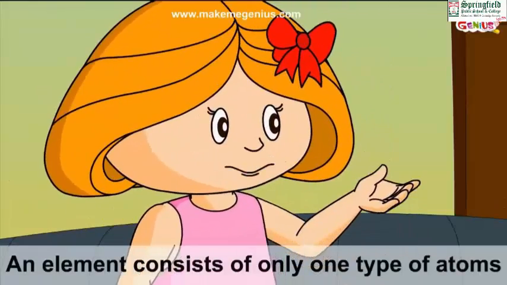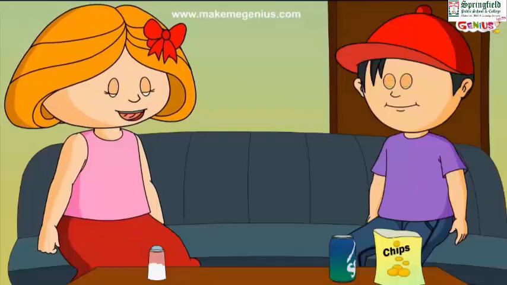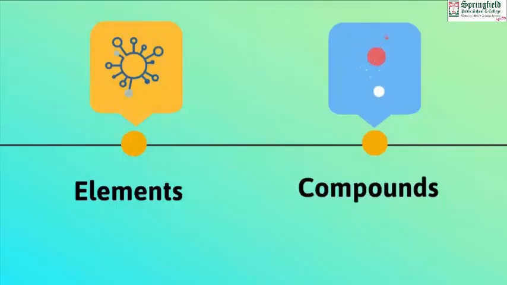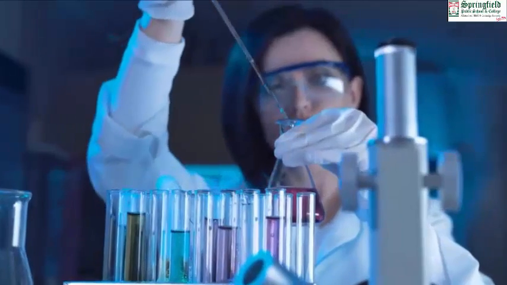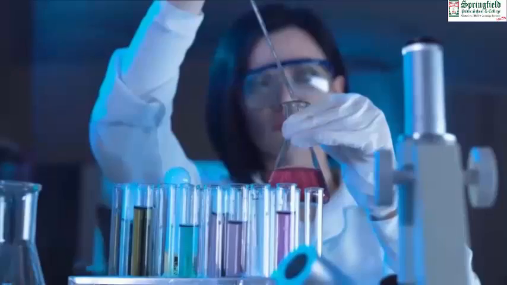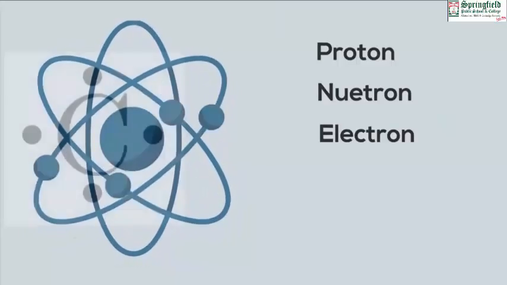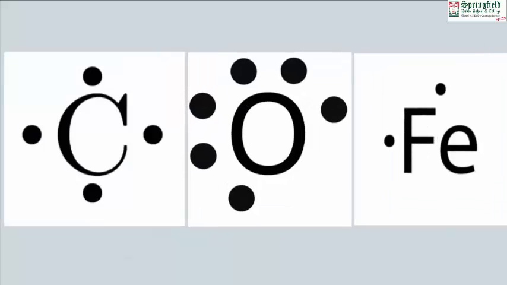Elements consist of only one type of atoms. Let's understand that with an example. An element is a pure substance. In other words, an element cannot be broken down into a simpler substance by physical or chemical means. An element is made up of only one type of atom. Some common examples of elements would be carbon, oxygen, or iron.